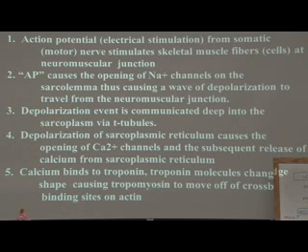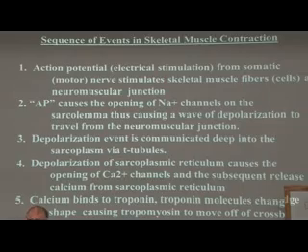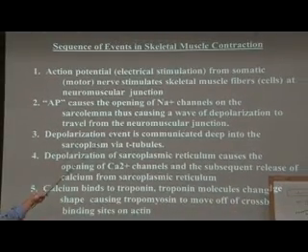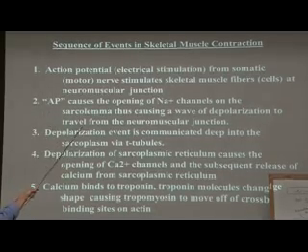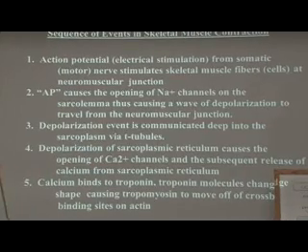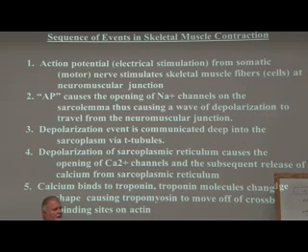So nerves that go to skeletal muscle and make muscle contract are called motor nerves. Okay? So what we have is an action potential on a motor nerve that stimulates the skeletal muscle at the junction between the nerve and the muscle, which is called a neuromuscular junction.